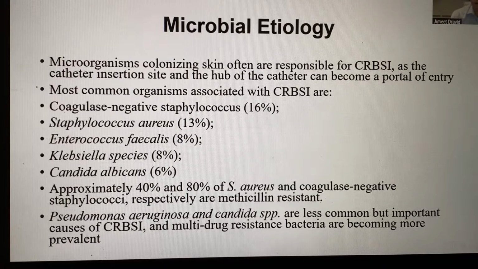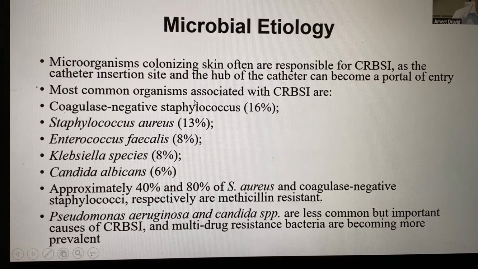What are the most common microbes which cause CRBSI in India? These are the skin pathogens. So remember, because it goes in through the skin, microorganisms which colonize the skin are responsible for CRBSI, and they use the catheter insertion site or the hub of the catheter as a portal of entry into the bloodstream, and there they form biofilm, and from there is the beginning of CRBSI.